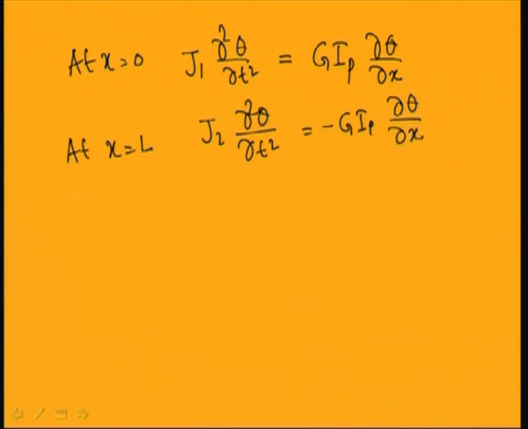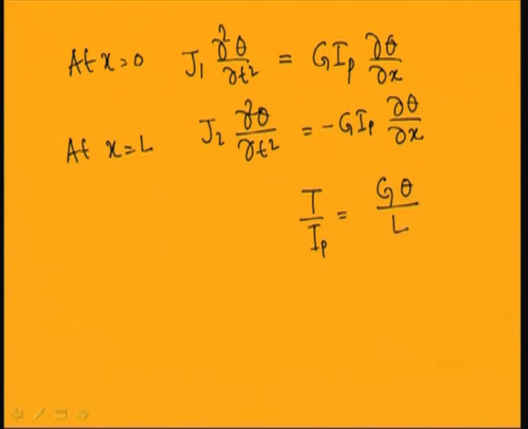This expression came from the relation you already know, T by J equal to G theta by L, where I take J as Ip.